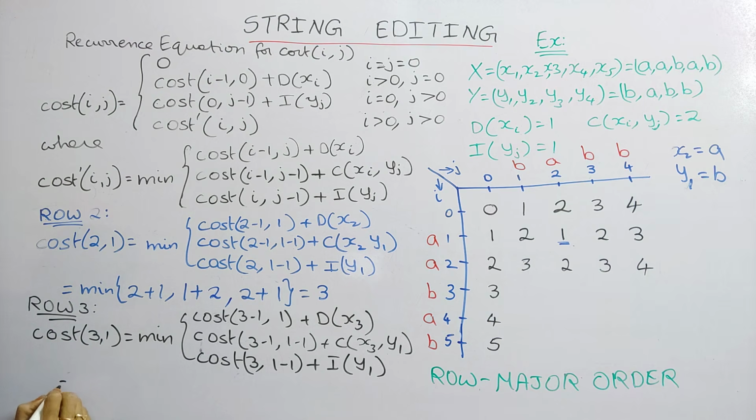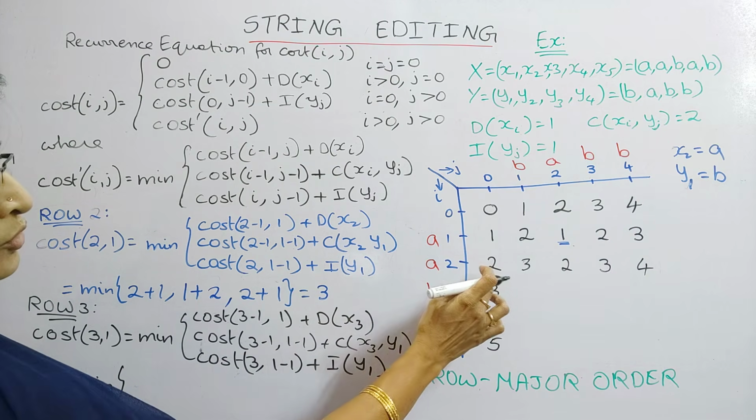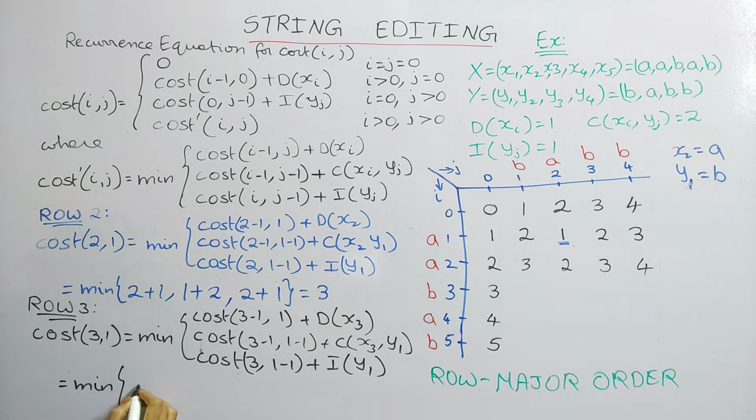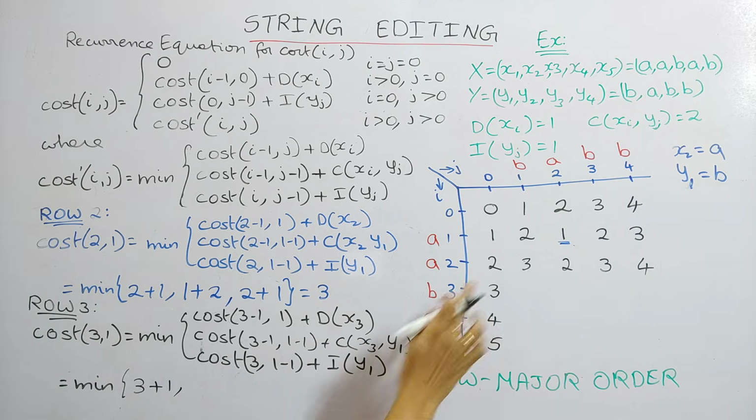So now note down the values for those operations. It is cost of 2, 1. 2, 1 is how much? 2, 1 is 3. So next, 3 plus the delete operation takes 1. And next one is 2, 0. 2, 0 is 2.